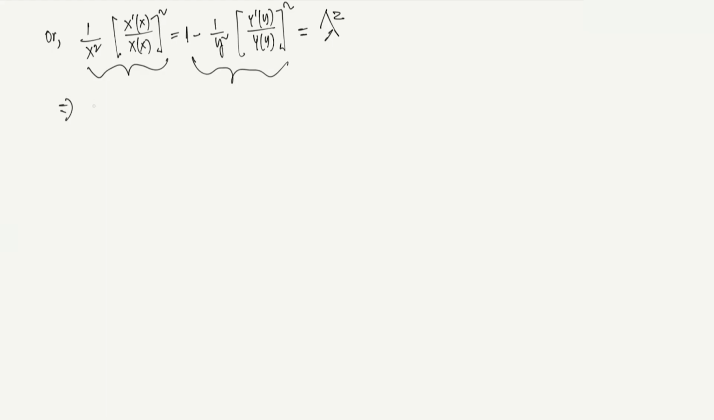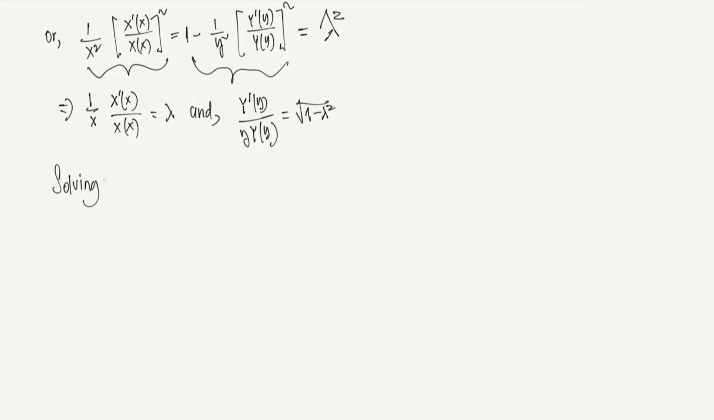So what does that imply? It implies that 1 by x times X'(x) by X(x) is nothing but lambda. And we also have Y'(y) by Y(y) equal to root over 1 minus lambda squared, times y. Now, of course, we can solve these equations. These are ODEs, right? We can easily solve them.